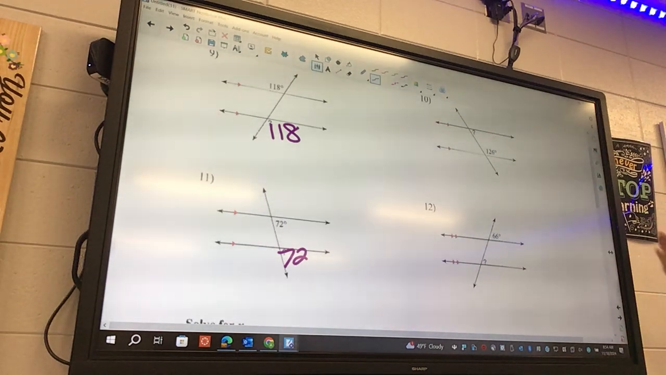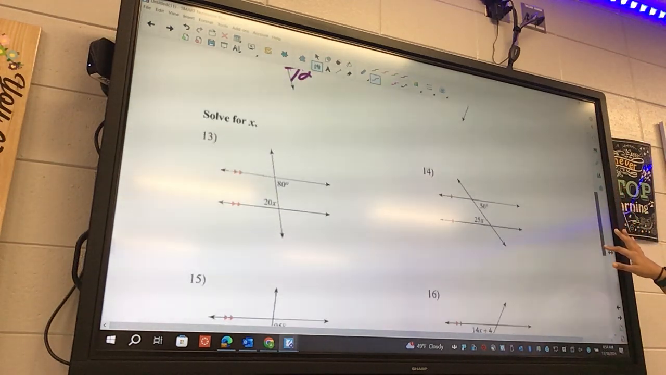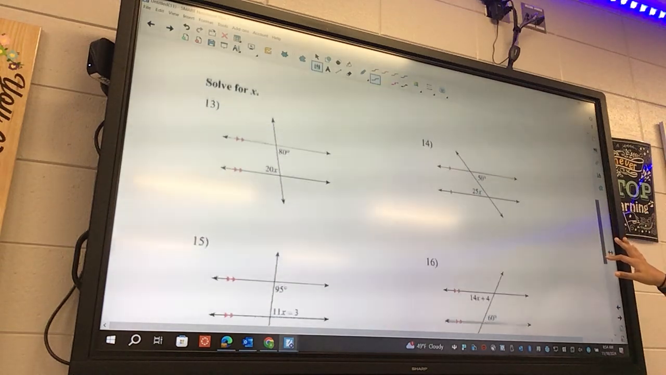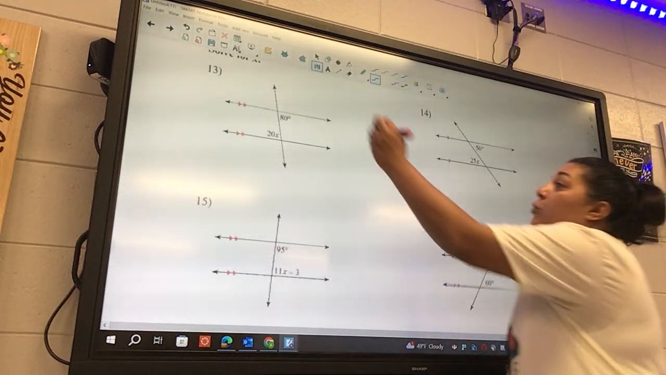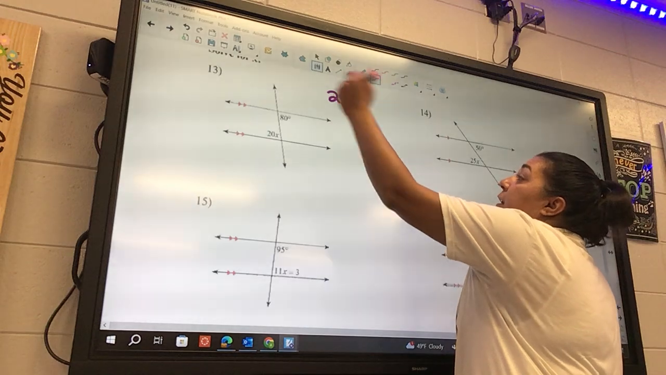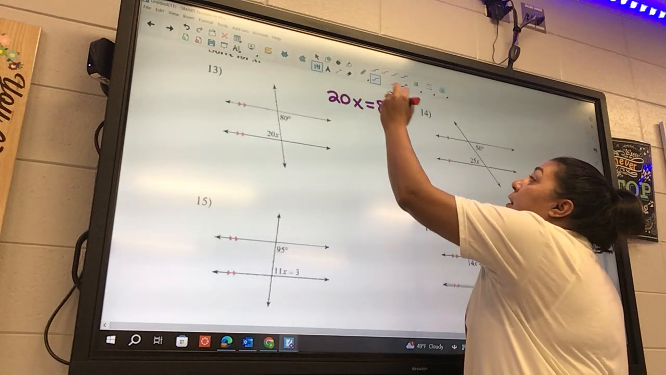Look at 13. What kind of angles are those? All interior. So are those going to be equal or 180? Equal. So you're going to set one equal to the other. So we're going to say 20x equals 80.